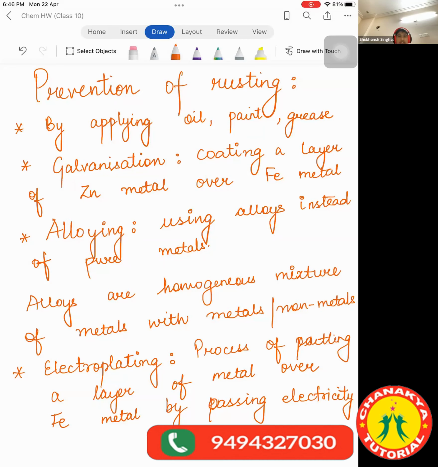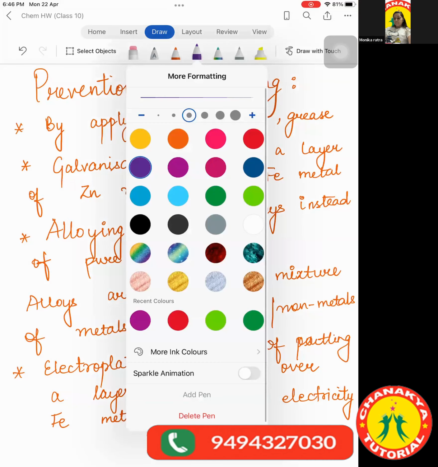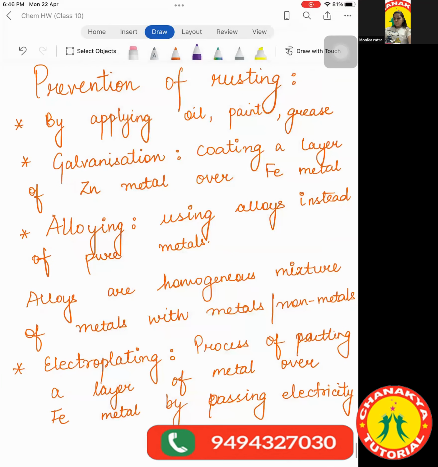Ma'am, I have a doubt. Yes, please ask. What's the difference between electroplating and galvanization? Galvanization specifically refers to the application of a layer of zinc, whereas in electroplating, we can use many metals. It could be any metal. Galvanization can be considered as a part of electroplating.